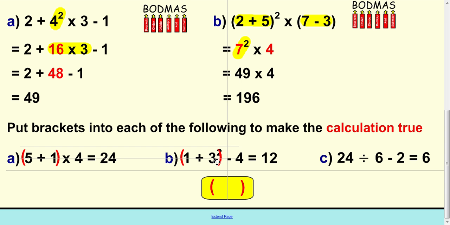What we do though is if we bring that in a wee bit, then this should work better. So if we have 1 plus 3 is 4, square it, you get 16, and if you take away 4 you end up with the 12 there. Okay, last one. If we put the bracket here and put the bracket here, and then we do the bracket first, we get 6 take away 2, and that goes to 4. So 24 divided by 4 is 6.